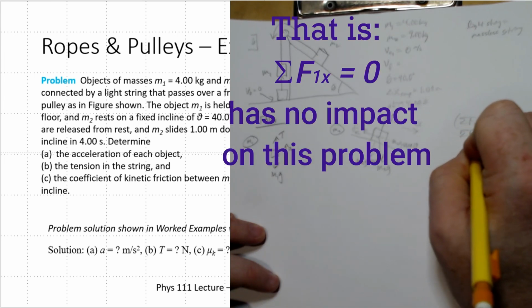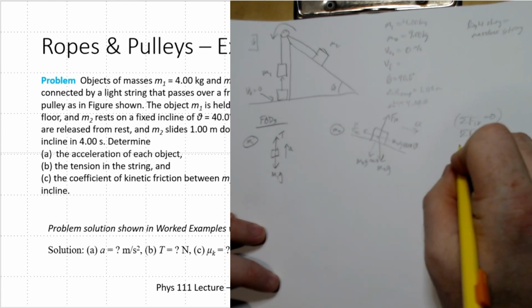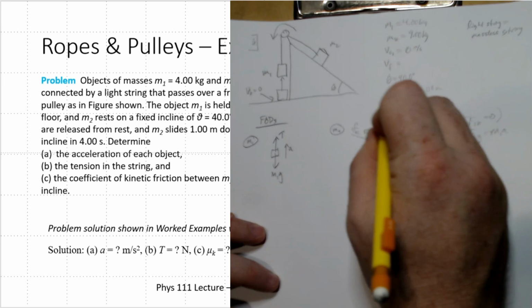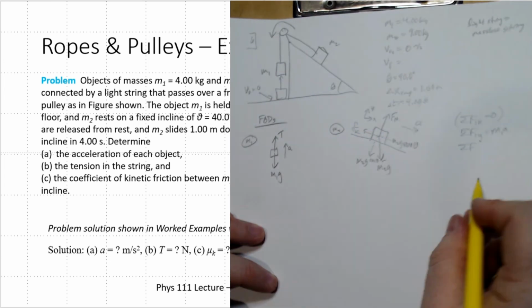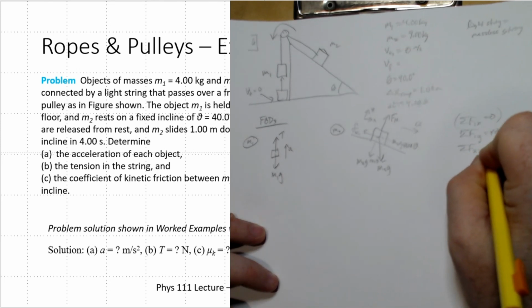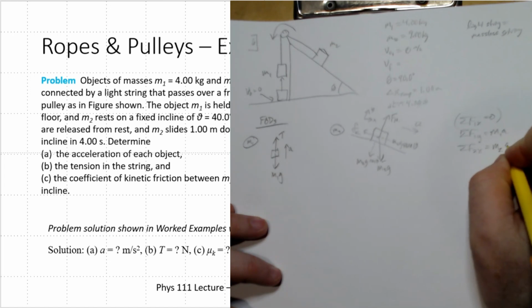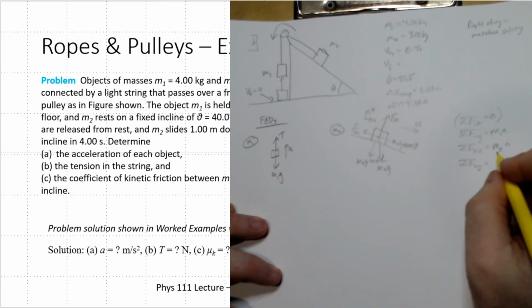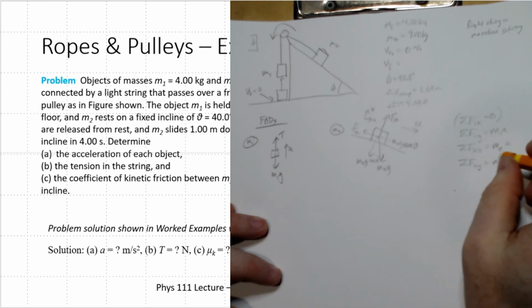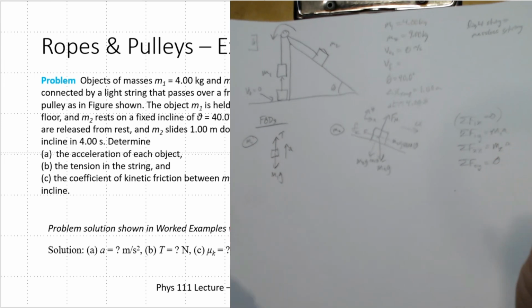Sum of forces for 1 in the y direction is going to be m1 acceleration. Sum of forces in the x direction, and we're going to draw x and y on the ramp right here, is going to be m2 accelerating. And sum of forces in the y direction up here is going to be m2a, where a is 0 along that direction, and we're going to keep these 3.